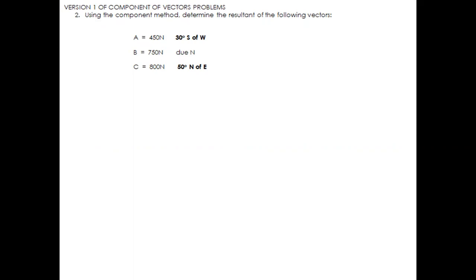So we have vector A with a force of 450 newtons and a direction of 30 degrees south of west. For B, a force of 750 newtons due north. And for vector C, a force of 800 newtons and a direction of 50 degrees north of east. So if we're going to proceed with our solution, first provide a free body diagram.